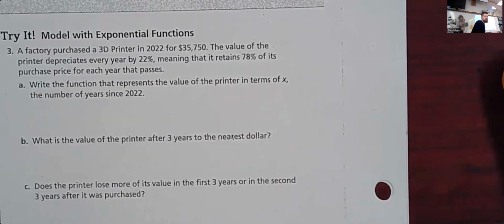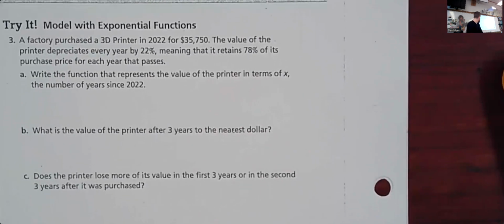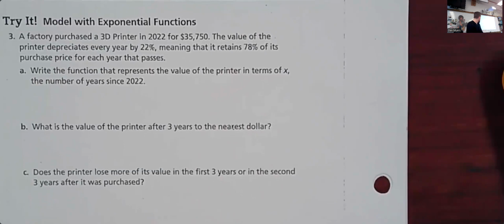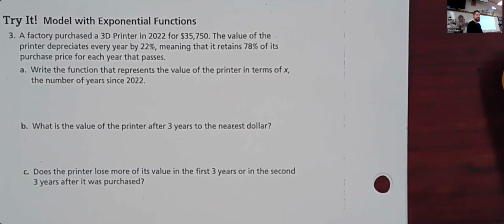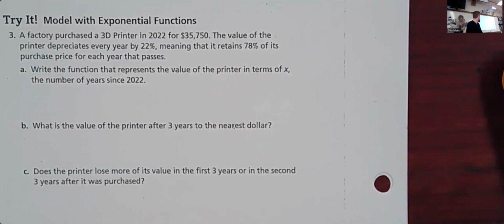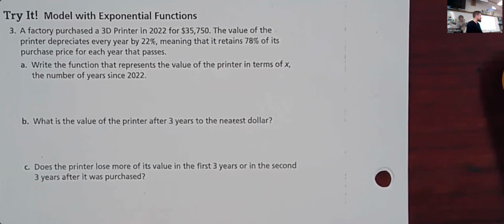So here we go. A factory purchased a 3D printer in 2022 for $35,750. That must be a nice 3D printer to cost that much money. I mean, it's a factory too, so they're doing manufacturing stuff. A lot of stuff these days, production-wise, is actually made by 3D printing. So that's gotten a lot more popular.